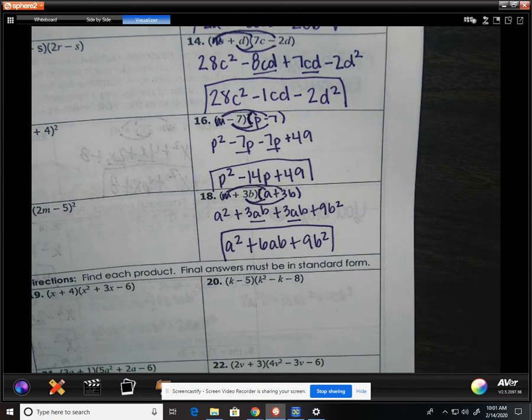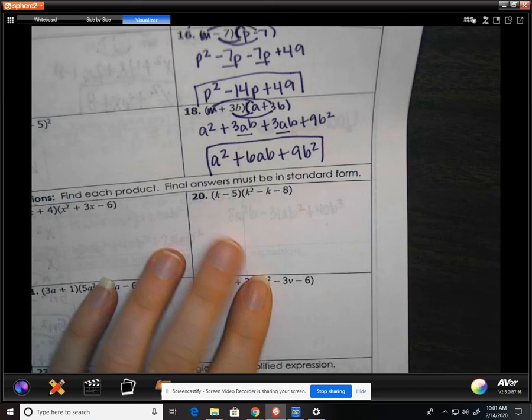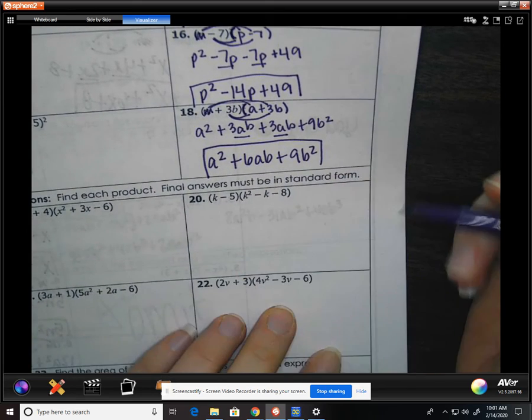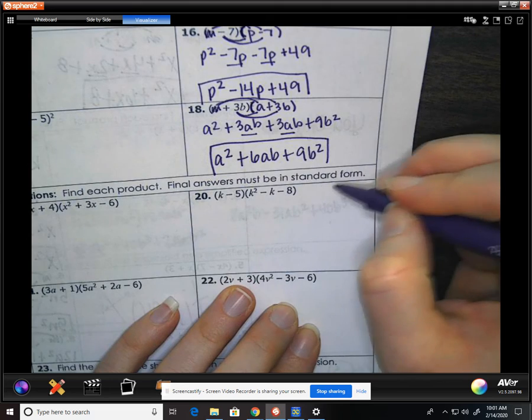Okay, for the next little section, you have binomial times trinomial. Super easy. Nothing's changing, just more numbers. Okay, we're going to do 20 and 22, and make sure you write in standard form. So you actually have to pay attention to the standard form on this one.